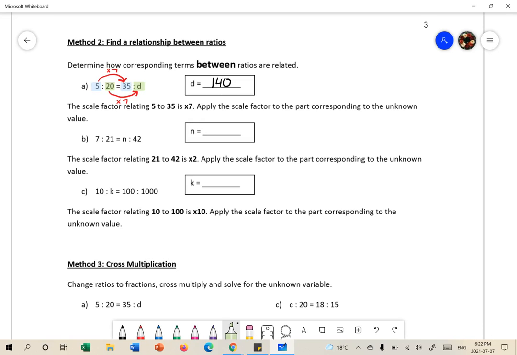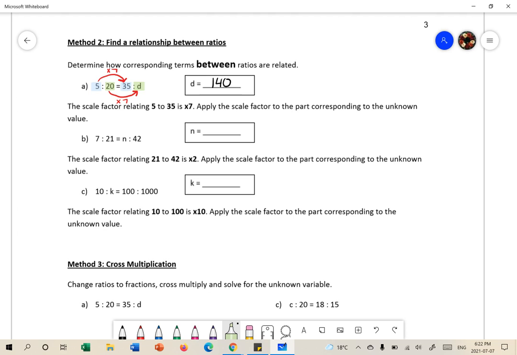What's important to remember is that you're using the same part of each ratio when finding the relationship between ratios. So 5 and 35 are both the first half of the ratio, and 20 and D, which we found was 140, are the last part of each ratio. So when you're finding the relationship between ratios, ensure that you're using the same part of each ratio to find the scale factor.